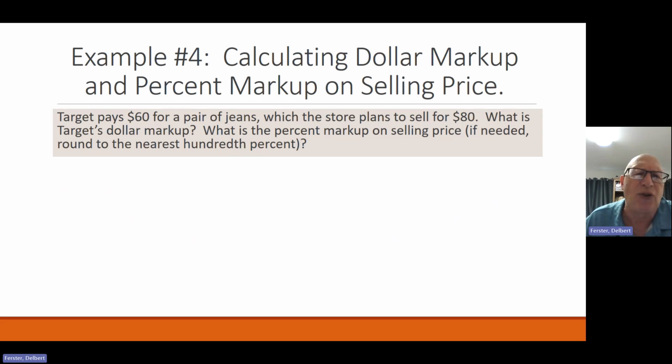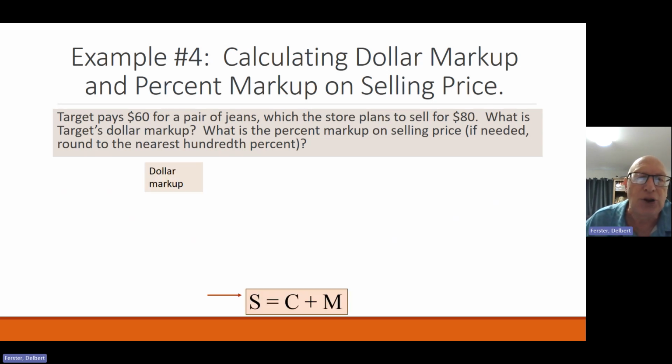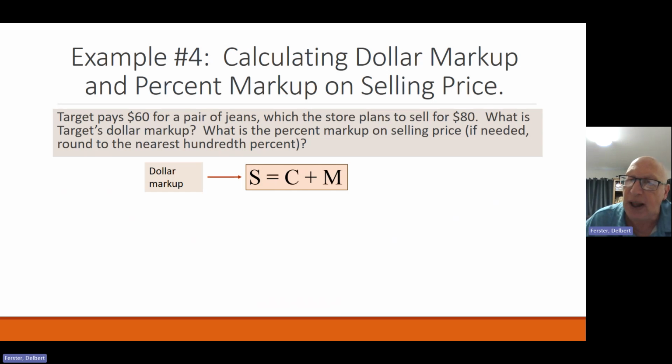This problem kind of looks familiar. You've got Target paying $60 for a pair of jeans. I can walk into the store, buy them at $80, and the question says, well, what's the dollar markup? Well, hey, that's no different than what we've done before. That's the difference between cost and selling price. But that second question now, if it says what's your percent markup based on selling price, we will see a difference. All right. So that's what we worked with before, selling price based on cost plus markup.